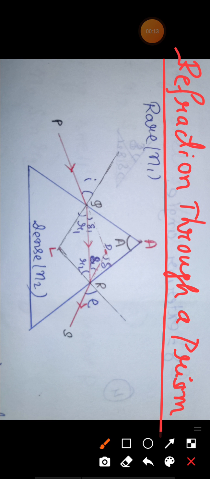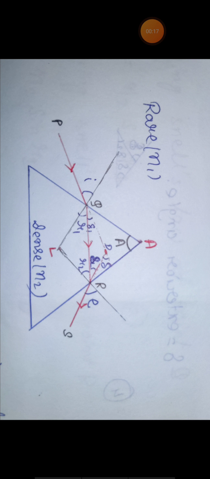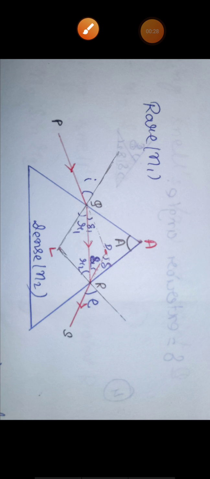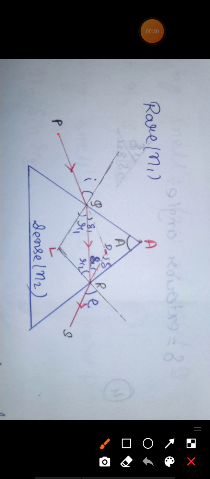So, here you can see we have a prism. Now, the angle A, this angle, is called the prism angle. PQ is our incident ray. It is falling on this prism.